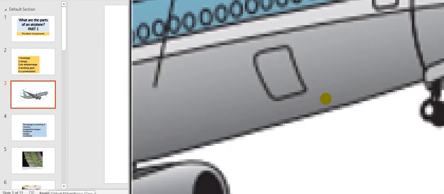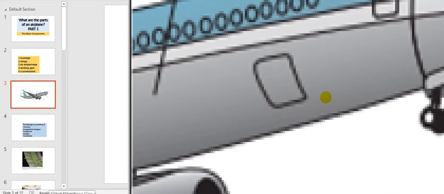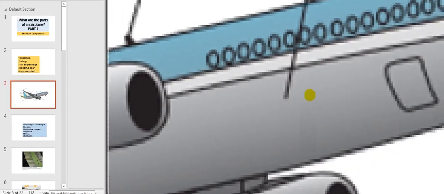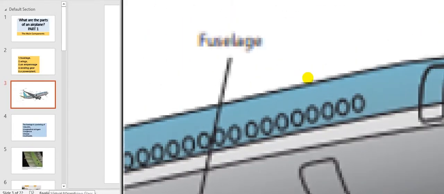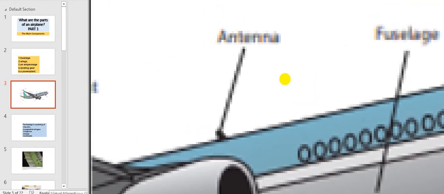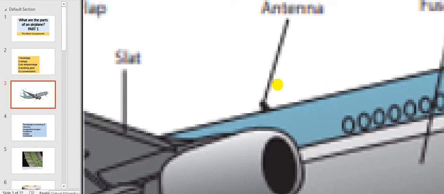And the lower side here, this is the cargo door, the forward cargo door. Here are the windows and the passenger cabin. This is the fuselage. We go there. This is an antenna, an antenna for communications, and so on.